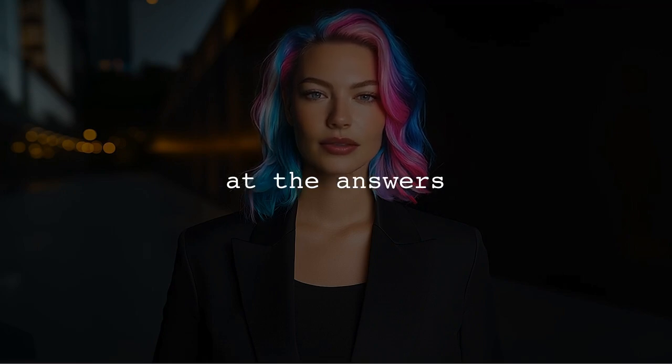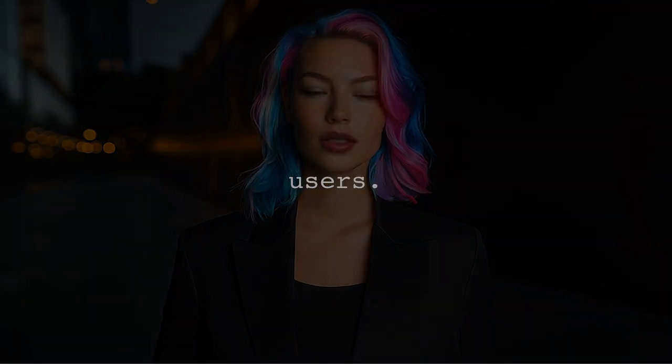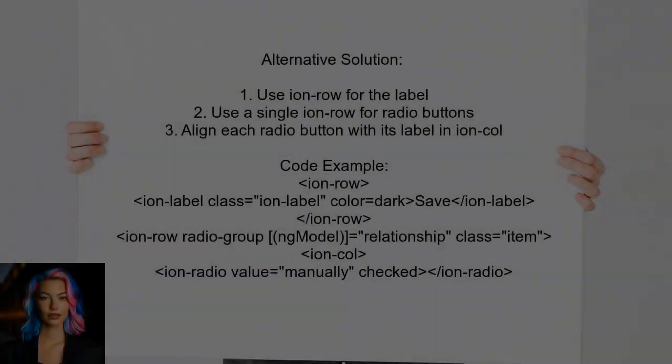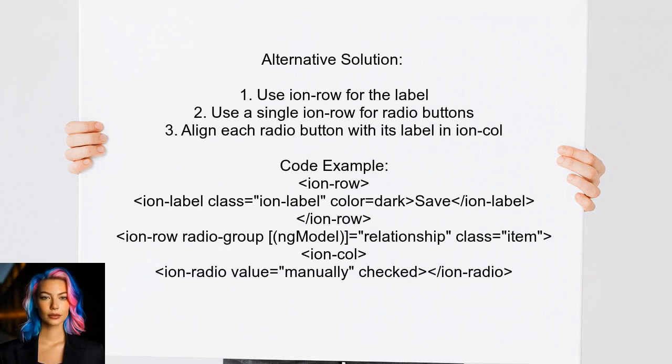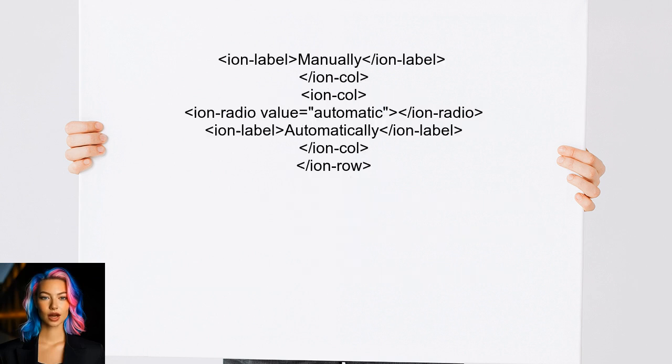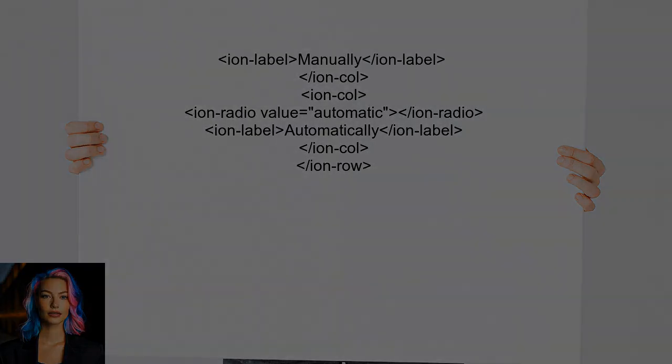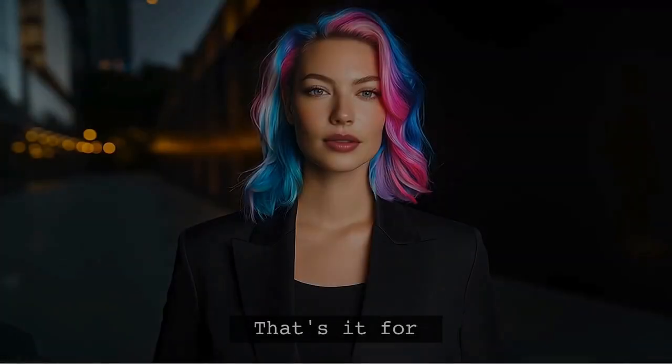Now, let's look at the answers provided by other users. An alternative solution provided by another user suggests structuring the radio buttons within ion-row and ion-col elements. They recommend placing the label in a separate ion-row and aligning the radio buttons horizontally within a single ion-row, each paired with its label. That's it for that response.